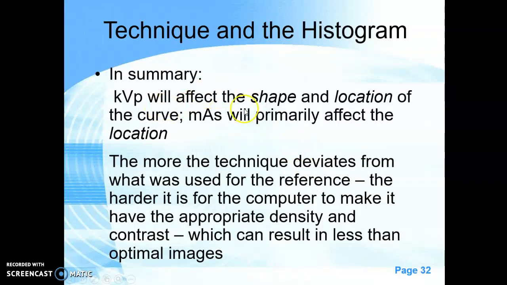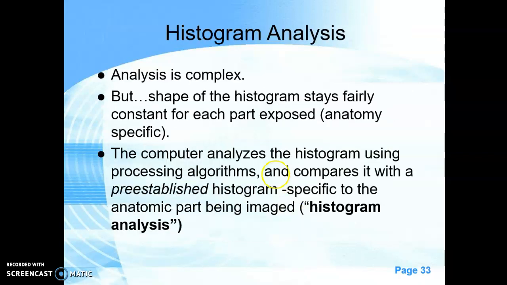So in summary, KVP affects the shape and location of the curve, while mass primarily affects the location of the curve. The more your technique deviates from what you're supposed to use, meaning either you use too much or too little technique, it's harder then for the computer to make it have the appropriate density and contrast, which results in less than optimal images. So the histogram analysis is very complex, but the shape should stay fairly constant for each part exposed, meaning it's anatomy specific.